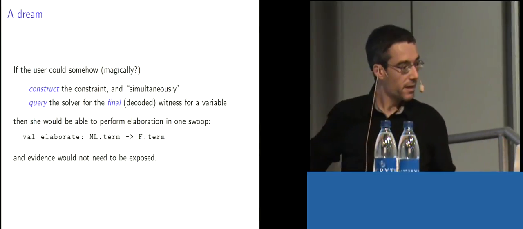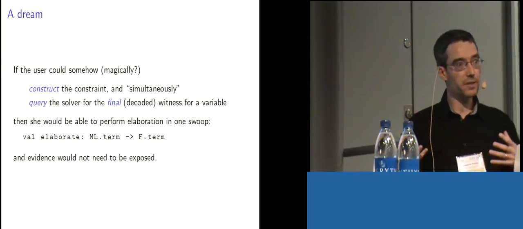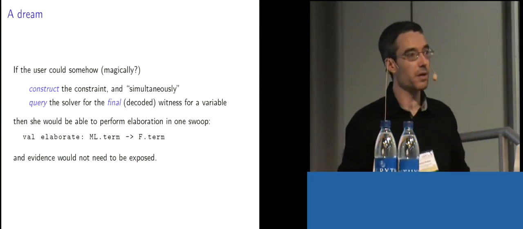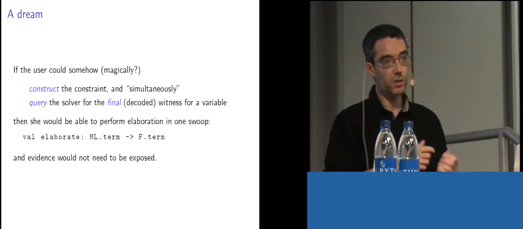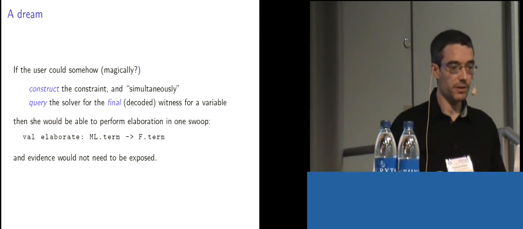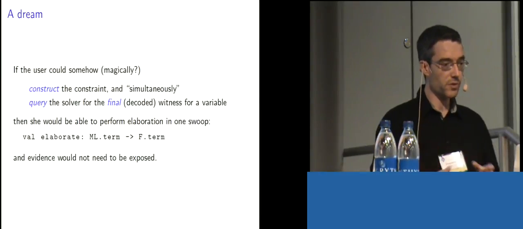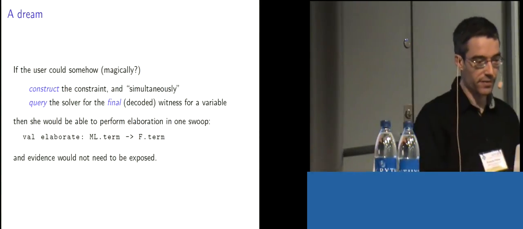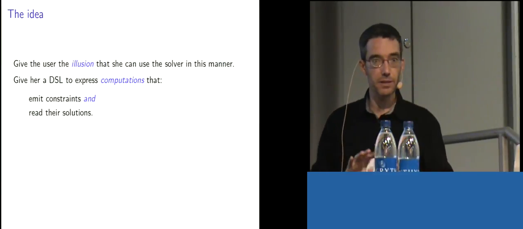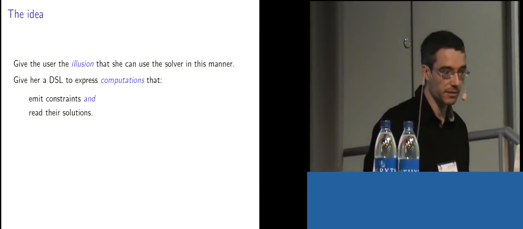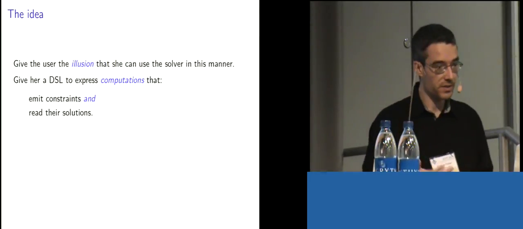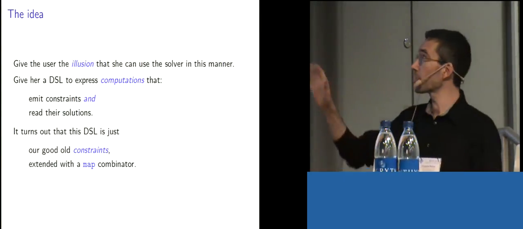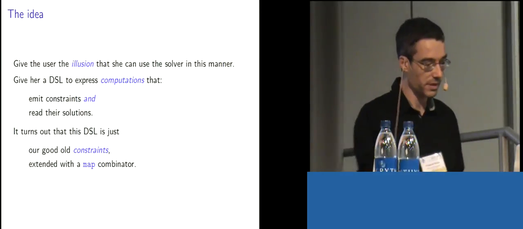Another way of thinking of this problem is to say, if I could magically construct the constraint and at the same time query the solver for the solution of certain variables, for the final value of certain type variables, then it would be easy. In one go, I could trivially perform my elaboration. Of course I can't do that, because I can't query the solver before it has run, but actually I can give the user the illusion that this is taking place just by providing the user with the right set of combinators, with the right special purpose language, so to speak, the right DSL. And this DSL, it turns out, we have it already. It's just the syntax of constraints. With one more combinator, we just need a map combinator in addition to the existing syntax of constraints.